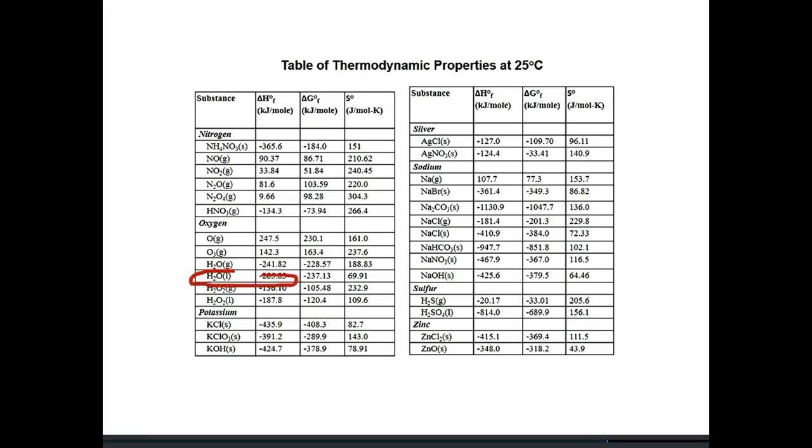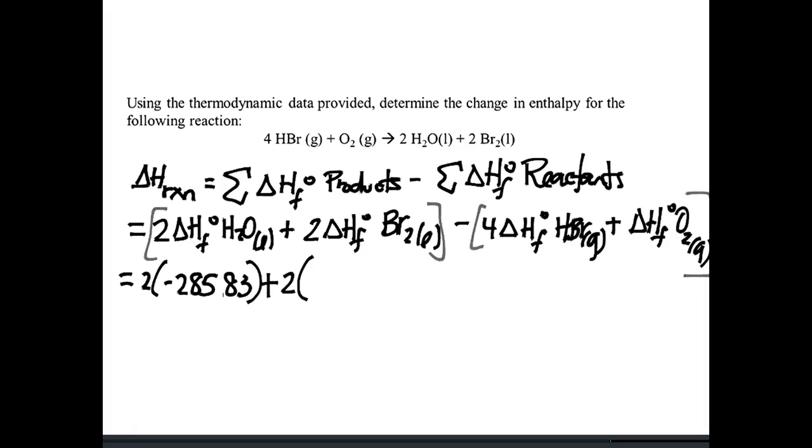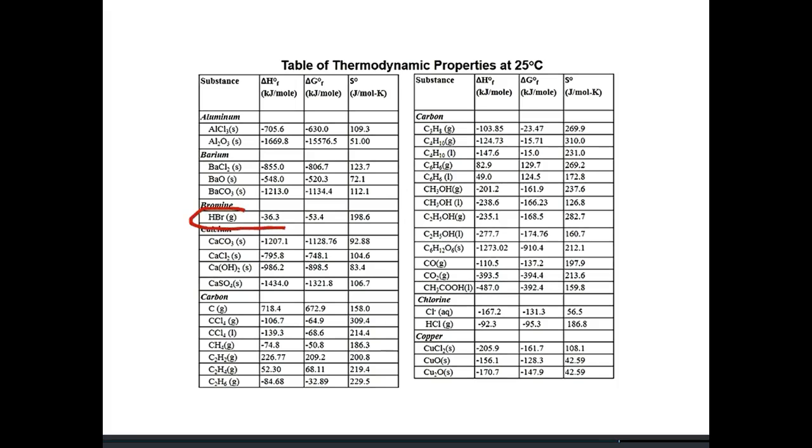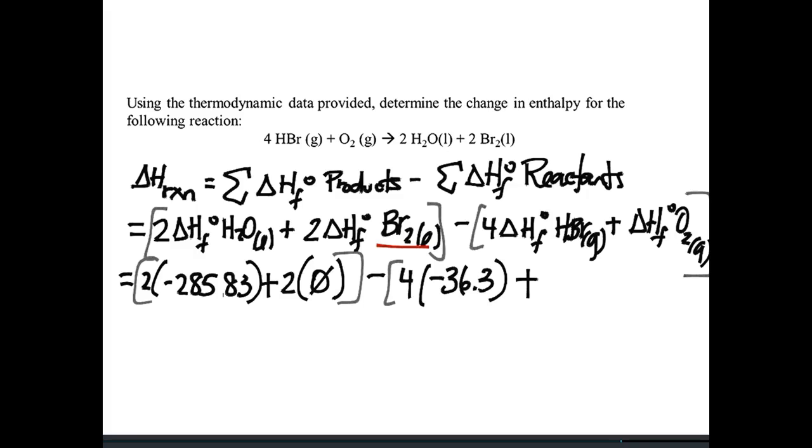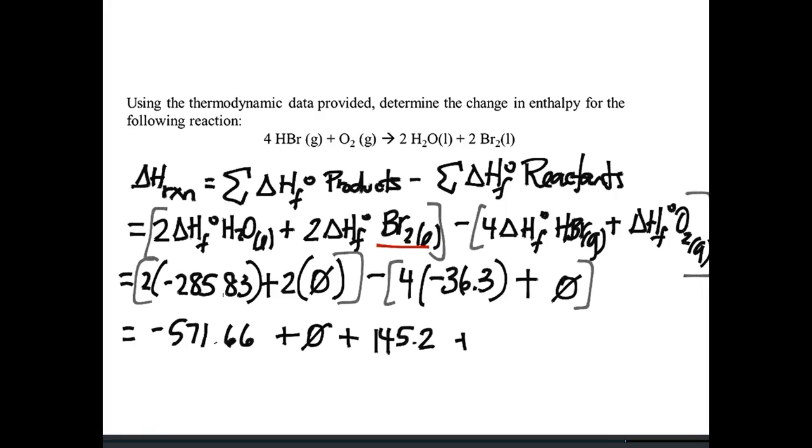Water is here, negative 285.83. We'll plug that in. And then bromine is in its standard state there. And then HBr, we'll look up on the table, and that is here, negative 36.3. Plug that in, and then O2 gas is 0. So we plug those numbers in, and you get negative 571.66 plus 145.2. And that's going to give you negative 426.46 kilojoules.